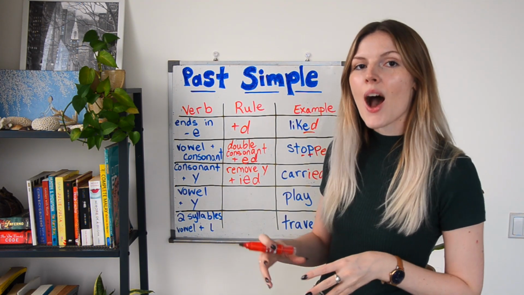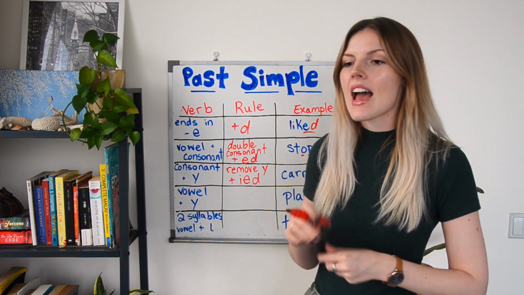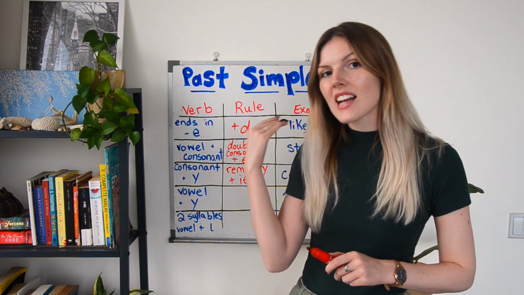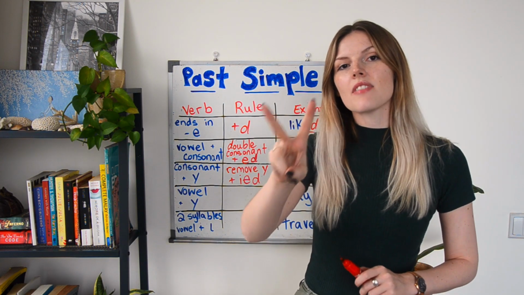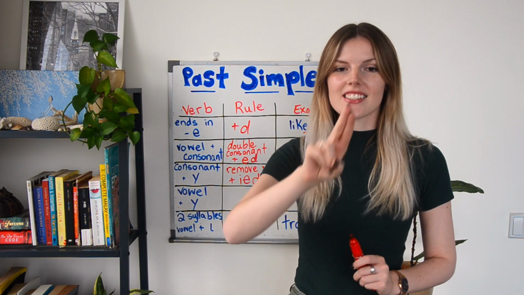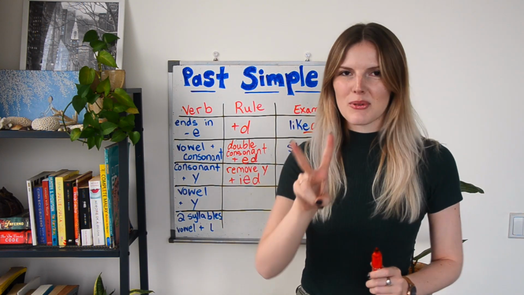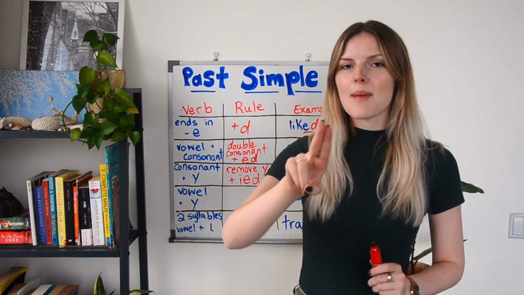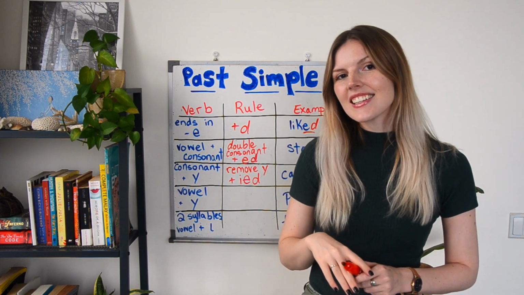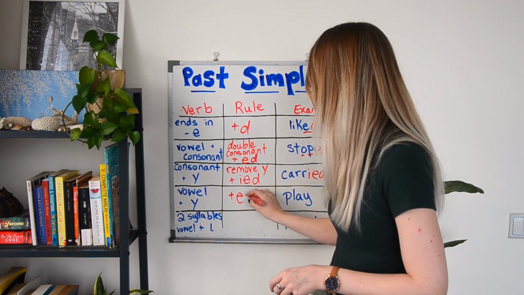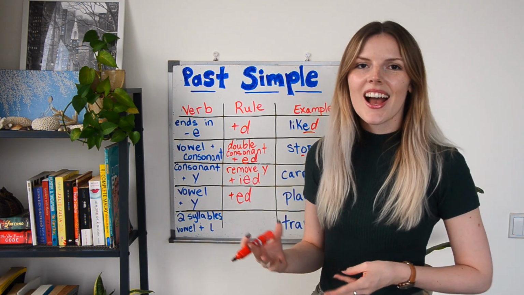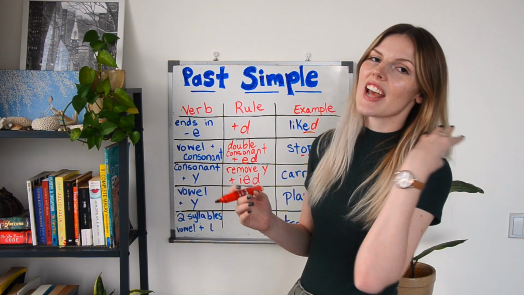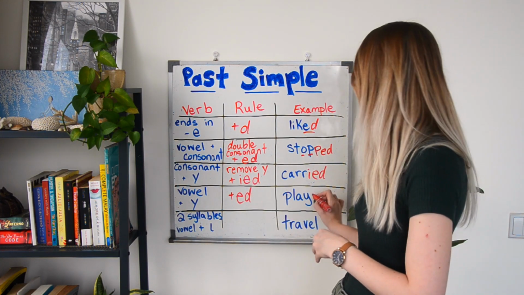Next up, spelling rule number 4. We have a vowel plus Y. Now, you might have seen this in a past video of mine, but if you have a vowel and a Y, think of them as best friends. They cannot be separated. So we have to keep them together and just add ed. So we have the verb play. You can play soccer. And if I did it yesterday, I played soccer.